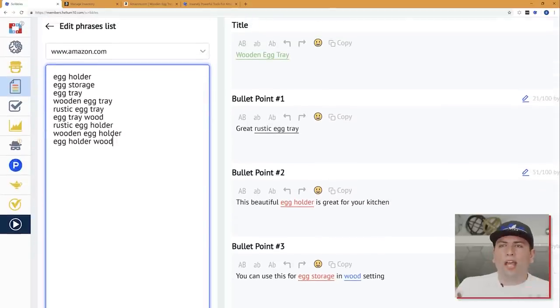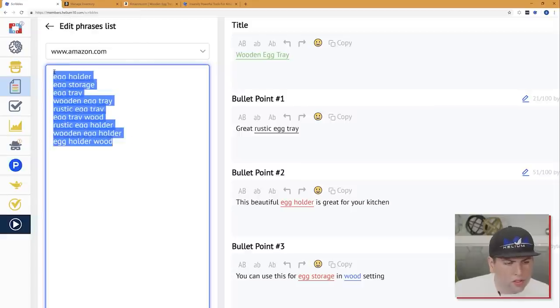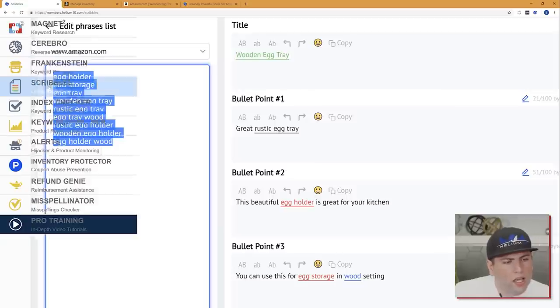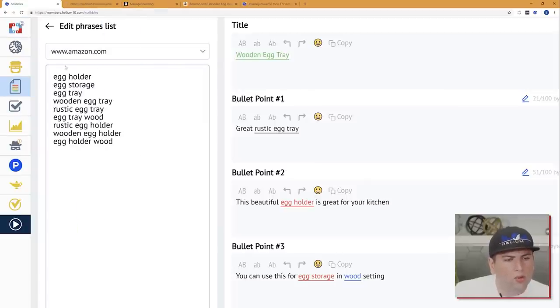So I want to know now, is it indexed? So I'm just going to copy these keywords. These are the ones that we're going to be testing, some of them that we're going to be testing in our PPC test. And now I'm going to open up the Helium 10 tool Index Checker.